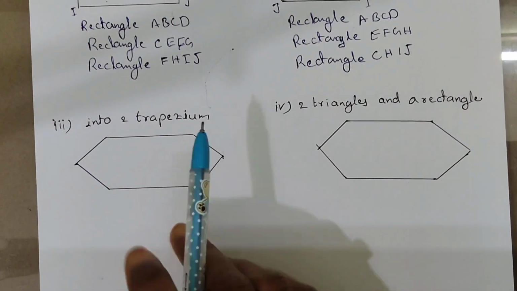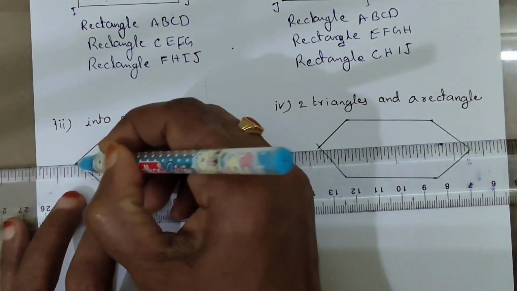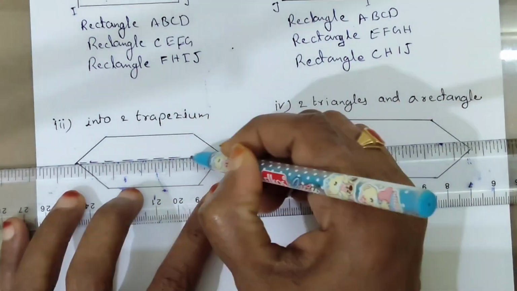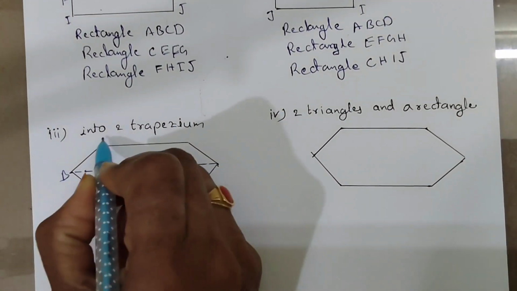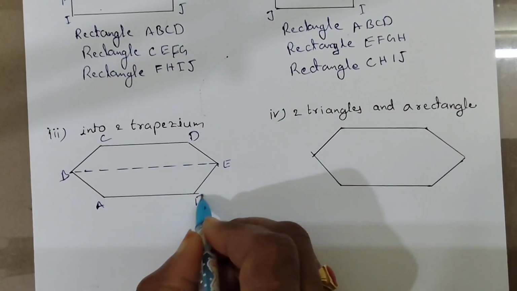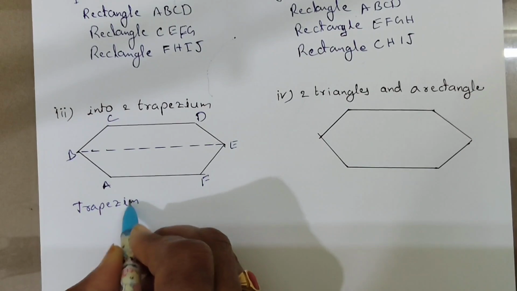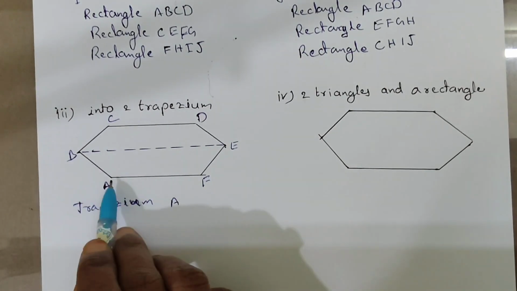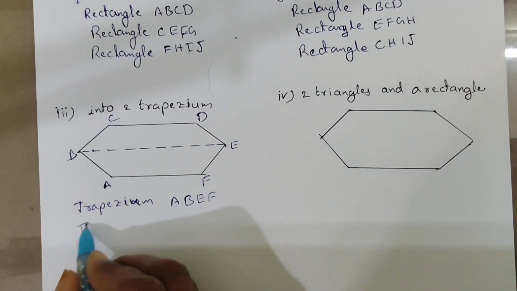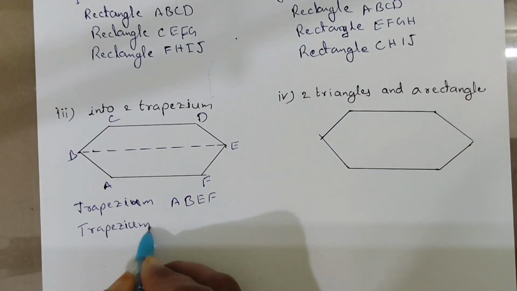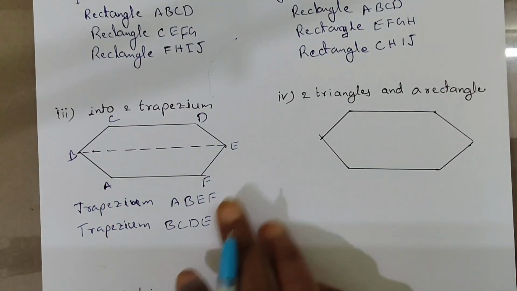Next, the third one. Here one diagram is given. We divide this one into 2 trapeziums. So now we draw a line through the middle. Now there is one trapezium on the upper side and one on the lower side. We write the names A, B, C, D, E, F. Now we write the trapeziums: A, B, E, F. Next trapezium B, C, D, E. These 2 are the trapeziums.